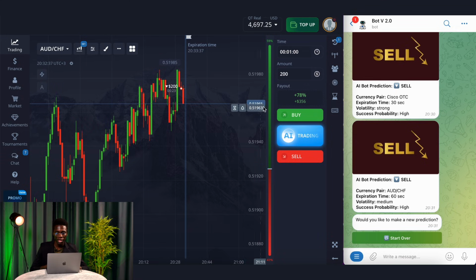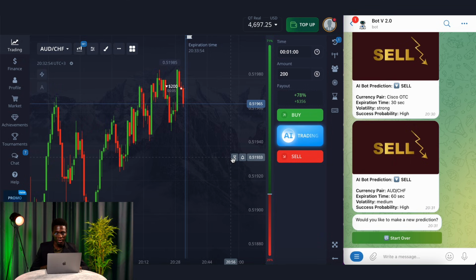Australian dollar against CHF. We have 20 seconds left on the timer, and we are cruising down as the sellers are taking us to a very good level and good position to secure our first win in the classic market. Australian dollar against CHF, medium volatility level. That's the prediction. Highly probable to be successful.